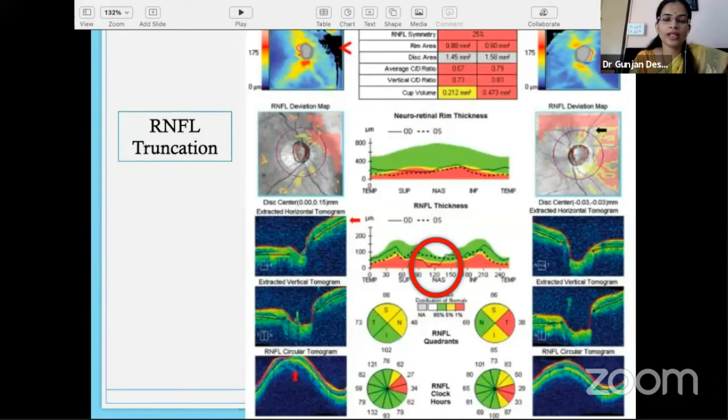If you can see the lower part of the printout on the left side, you can see the circular tomogram, which has been cut on the superior part. This means perhaps there was a floater or some PVD which was seen and which encroached upon the examination circle, as we can see superiorly.